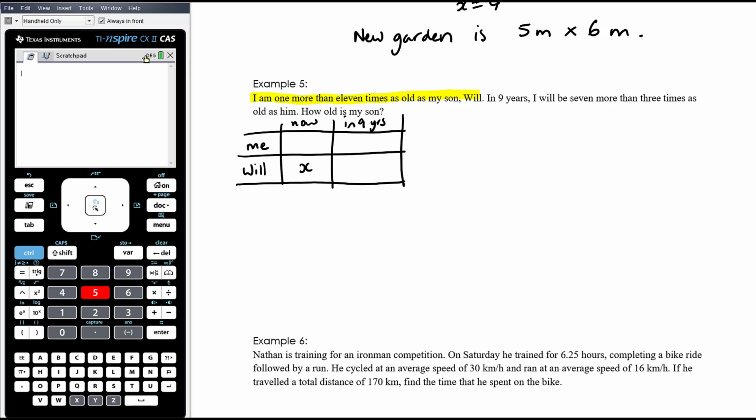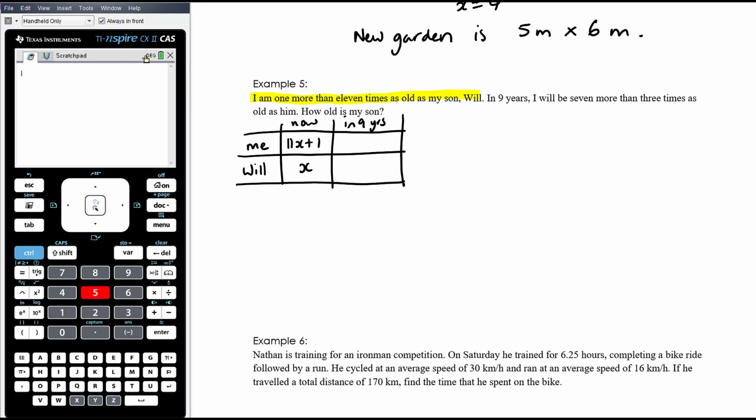Okay, let x be the thing that's going to make it easier to set up the equation. So if Will is currently x years old, I am 1 more than 11 times as old as Will. So 11 times Will's age plus 1. Let's go again: 11x plus 1 is my age.